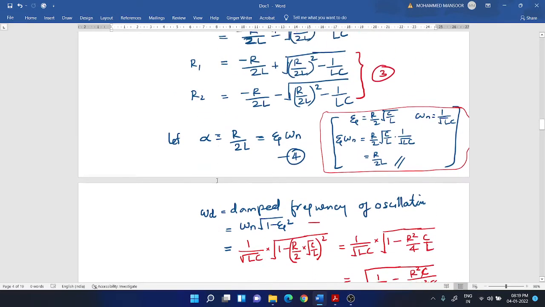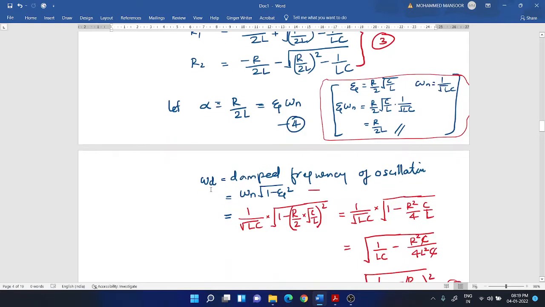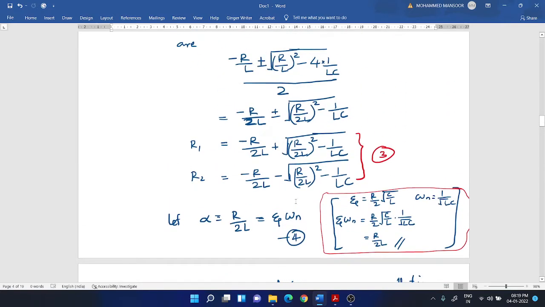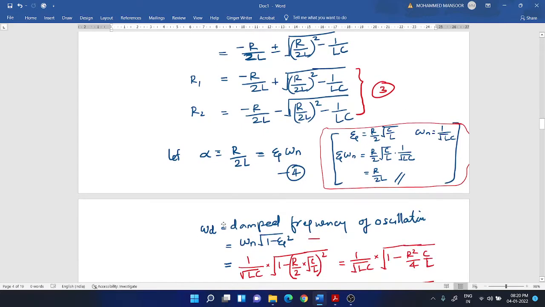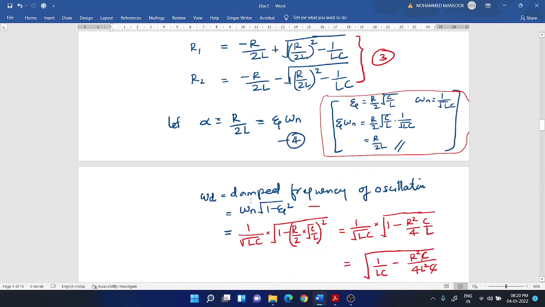The next important term is omega d. Here omega n is the natural frequency of oscillation, that is the maximum frequency of oscillation in that circuit, and omega d is known as the damped frequency of oscillation. The omega d equation is omega n into root 1 minus zeta square.